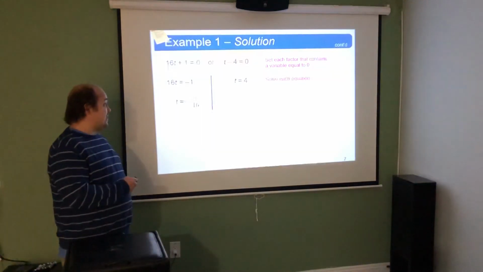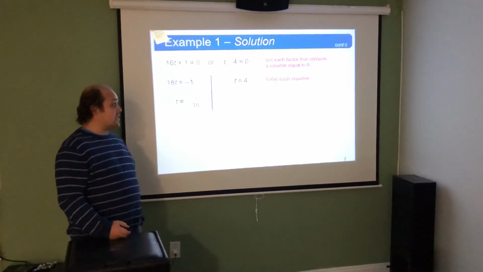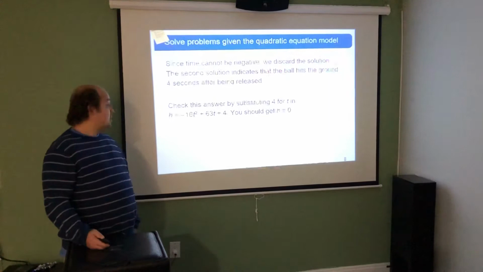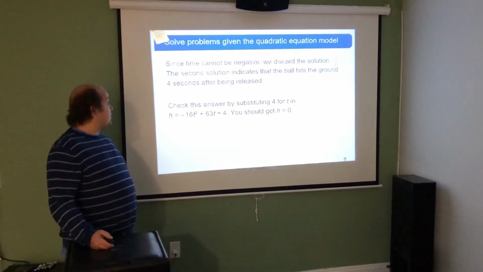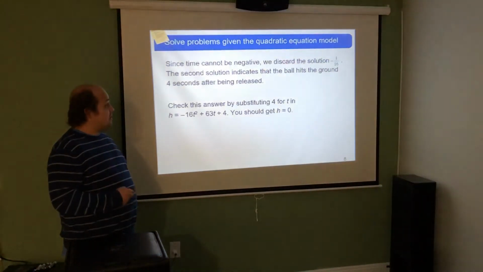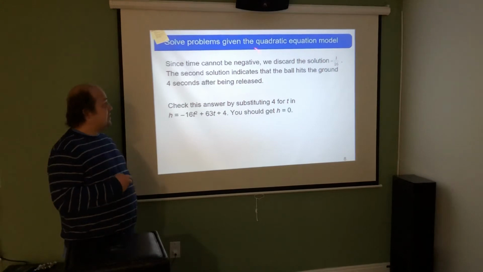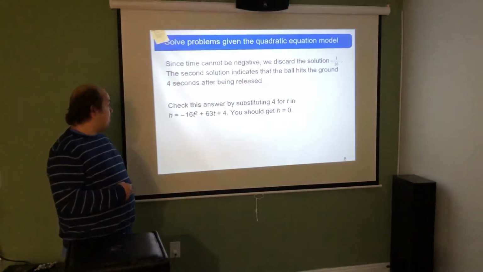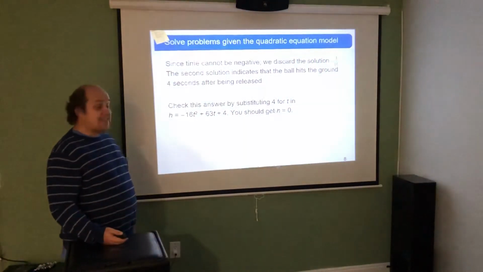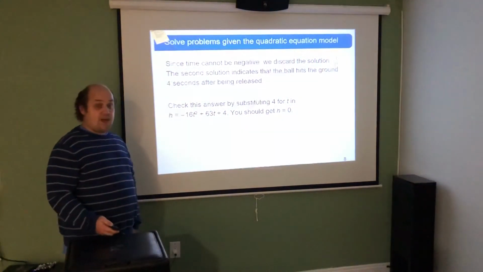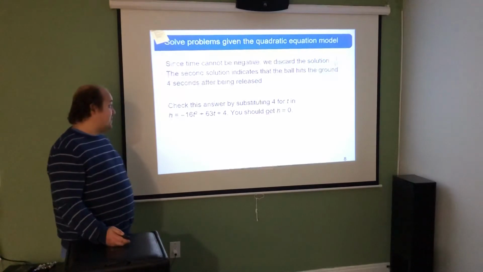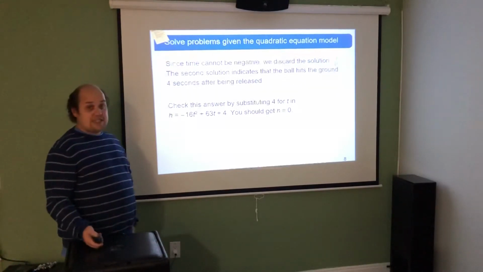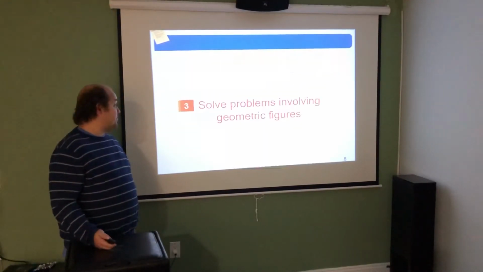What we can consider is that after 4 seconds, it looks like it came back and hit the ground. So, since we cannot have a negative time, we discard the negative 1/16. The solution is that it's 4 seconds after being released. If I put 4 into this equation, I do get 0, which means I found the proper number of seconds after which she releases it that the ball will hit the ground.